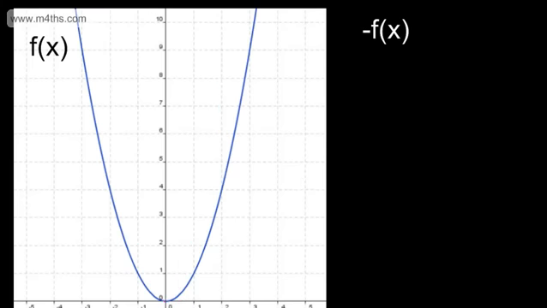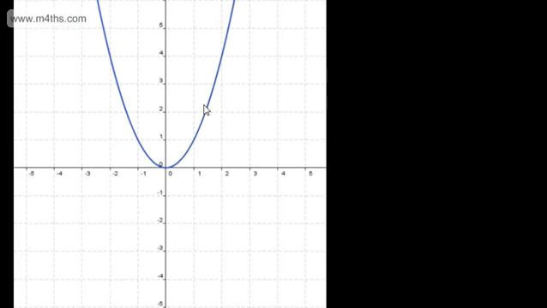Okay, let's do another one. Minus f of x. So this now is the reflection in the x-axis. So this point 1, 1 is going to go to 1, minus 1. This point 2, 4 will go to 2, minus 4. Another way of looking at this, we're multiplying the y coordinates by minus 1.